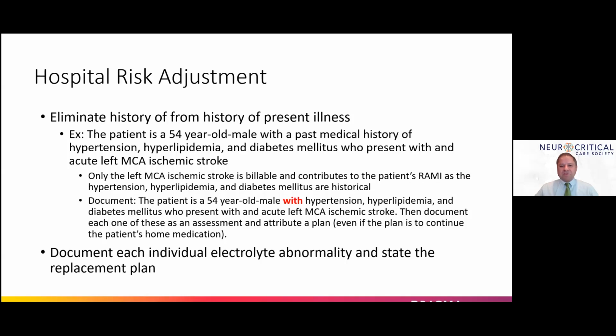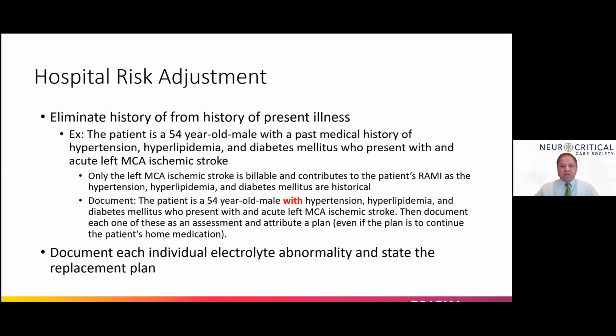So the abstractor sees that sentence and says history of, and that eliminates those three diagnoses and says, oh, this person has an acute left MCA ischemic stroke. So that is the only part that will contribute to the patient's RAMI, as the other items are historical, or what's called Z codes within ICD-10.